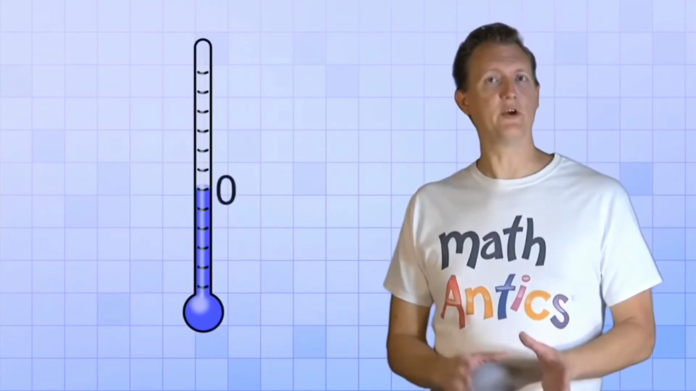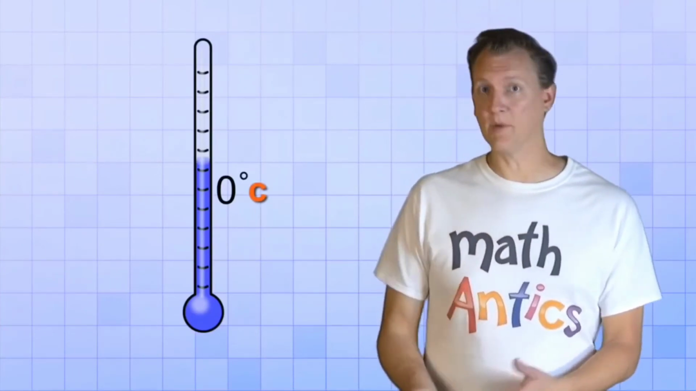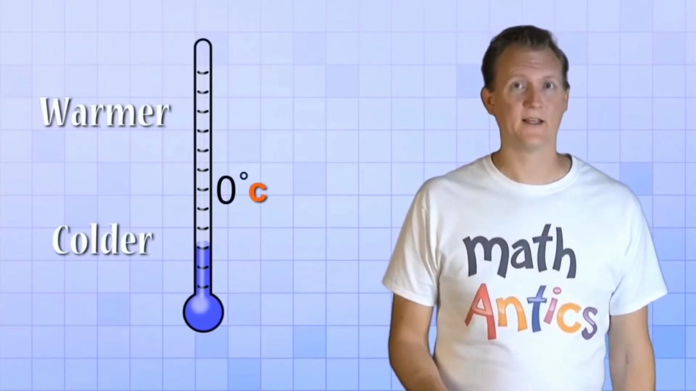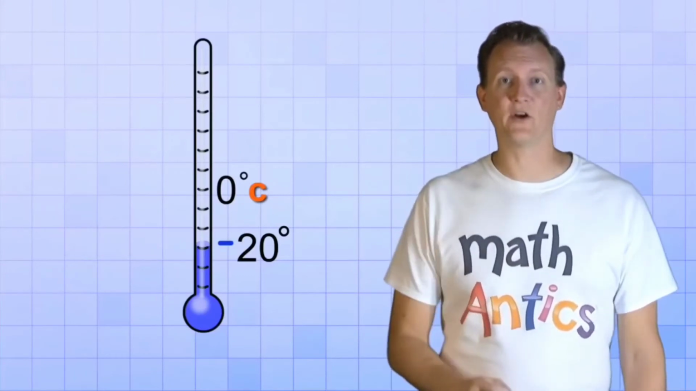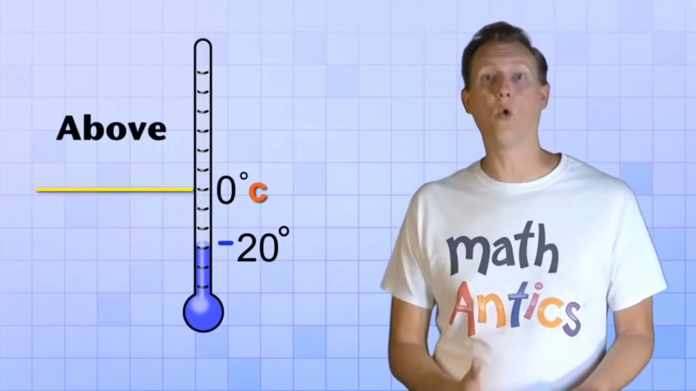We use 0 degrees Celsius to describe the temperature for water to freeze, but it can be warmer or colder than that. The temperature could be negative, like -20 degrees. So negative numbers are very useful in the real world to help describe things that can be above or below 0. Okay, now that you know how negative numbers work, let's see how we can compare any two integers.